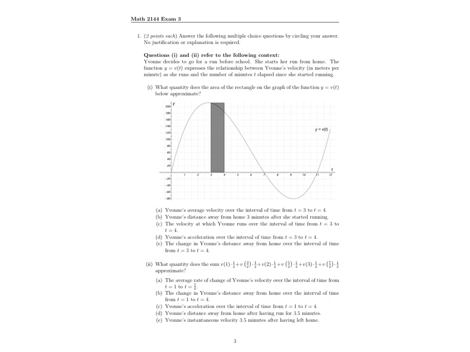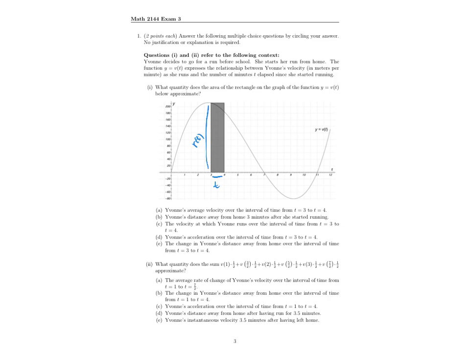All right, so Yvonne is going for a run before school. She starts her run from home. The function expresses the relationship between Yvonne's velocity as she runs and the number of minutes that elapsed since she started running. So first of all, what quantity does the area on the rectangle represent? What does it approximate? So this is going to be some sort of time times some sort of rate.